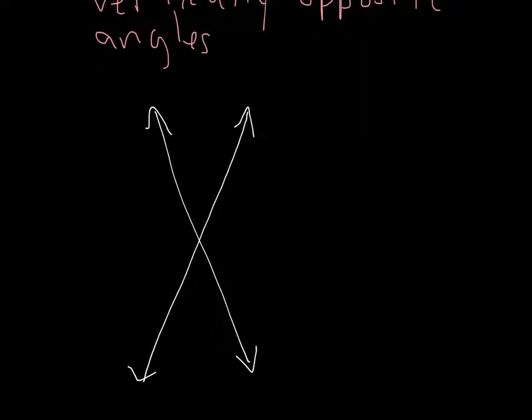Let me call these E, F, G, and H. What we notice is that E and G are both acute angles and they're vertically opposite of one another. At the same time, H and F are vertically opposite of each other, and they're both obtuse angles. So the rule we're going to learn that's really important is that when two lines intersect, they always form two pairs of vertically opposite angles.